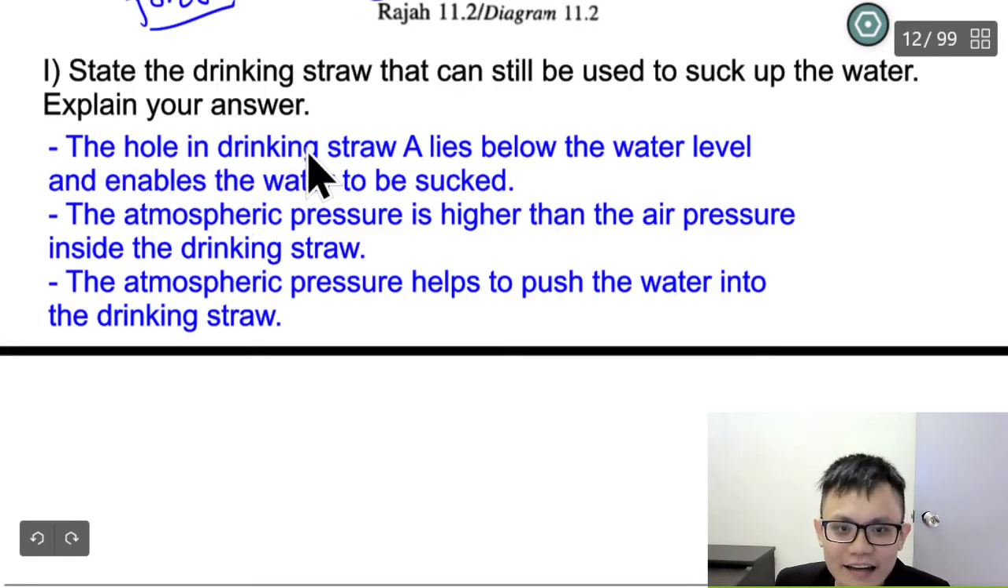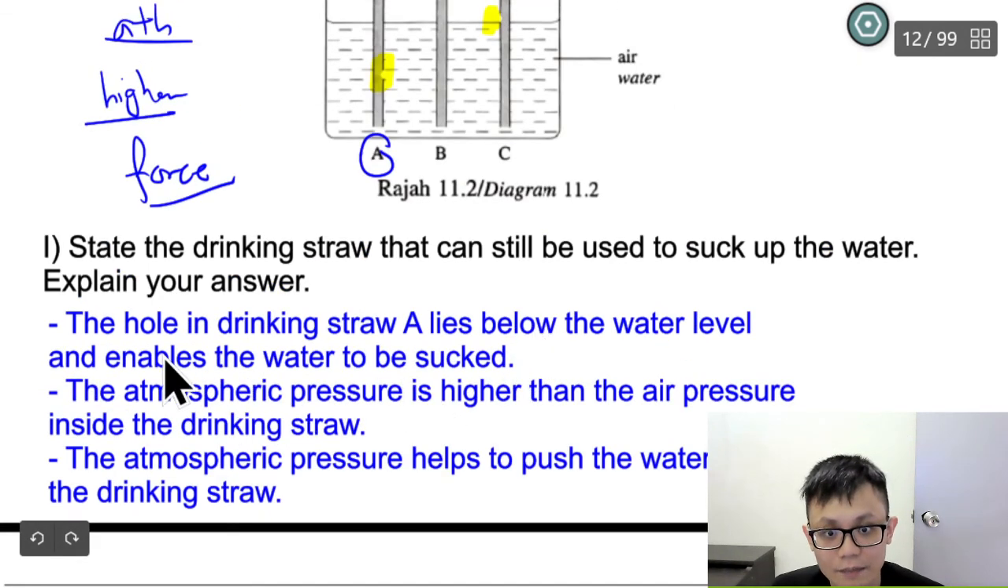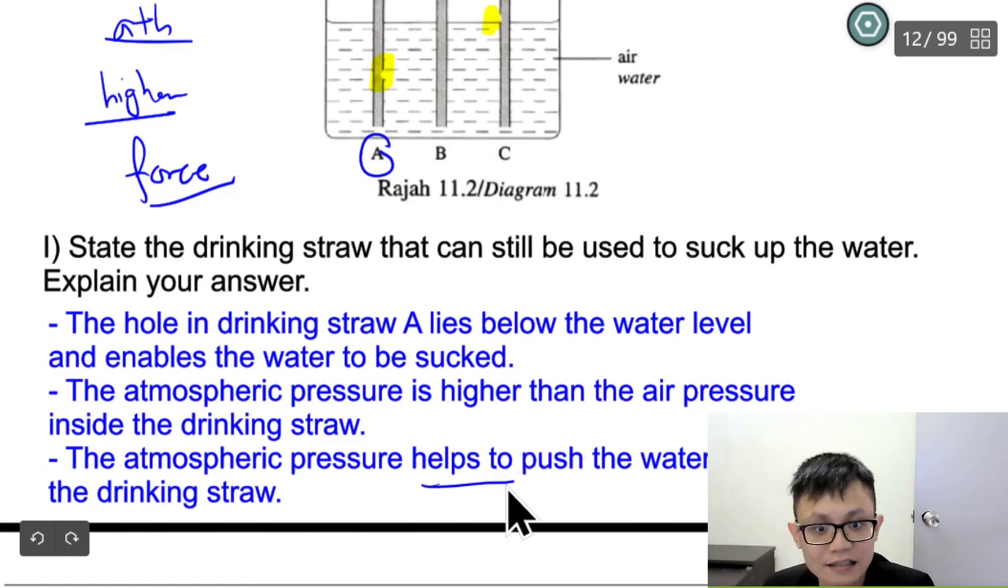Okay, so the hole in drinking straw A lies below the water level, enabling the water to be sucked. The atmospheric pressure is higher than the air pressure inside the drinking straw. The atmospheric pressure helps to push the water into the drinking straw. So let's see what they are talking about. First, we don't have a problem, right? Because the hole lies below so that it can suck. Number 2 also we don't have a problem: atmospheric pressure is higher than the air pressure. Number 3, atmospheric pressure helps to push the water. Okay, push the water up. Of course, in one sense it is correct.